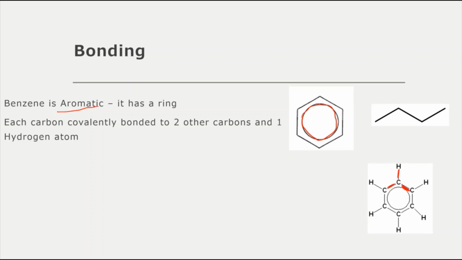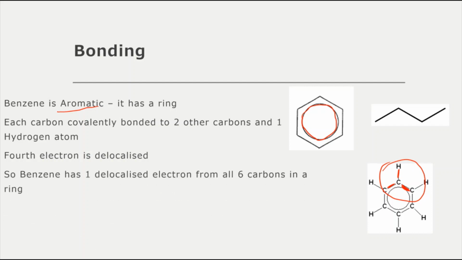If you remember, carbon is able to bond to 4 atoms, but in this case it is only bonded to 3. So what happens is that the fourth electron of carbon is delocalized. In benzene, all 6 carbons have an electron which is delocalized, and all 6 of these delocalized electrons form the benzene ring in the middle.